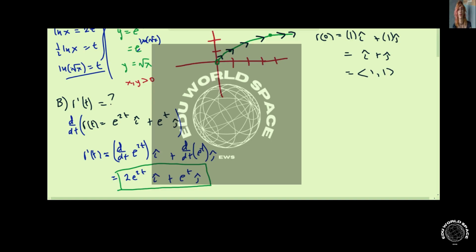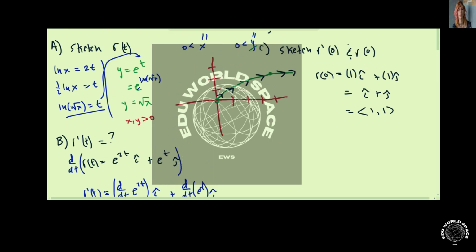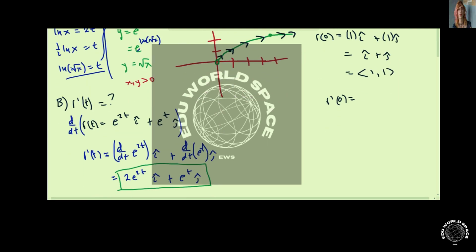And now to finish off C, we need to sketch r prime of 0 and r of 0, where we now need to find what r prime of 0 is. So let's look back down here. We just need to take 0 and plug it into here. So we would end up with 2 times 1 times i hat plus 1 times j hat. So that would just be 2i plus j, which ends up being 2, 1.